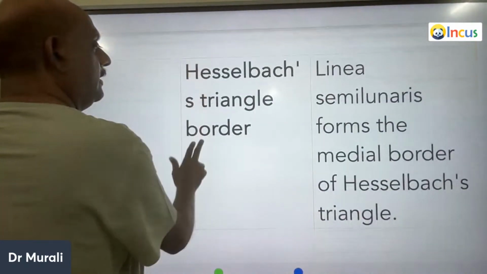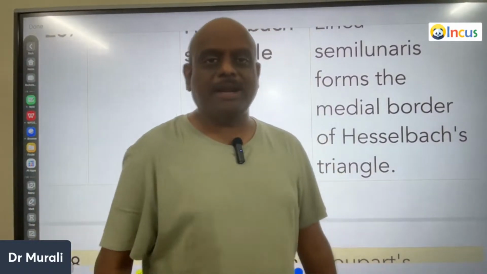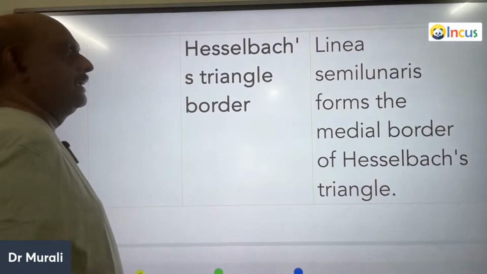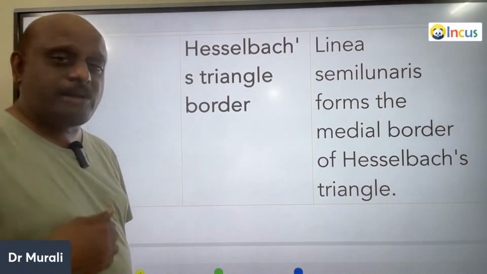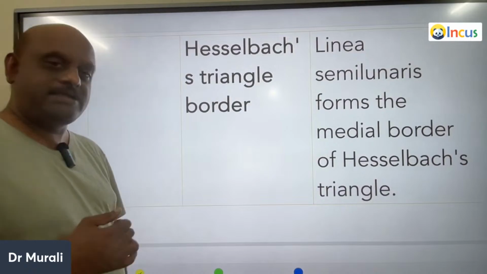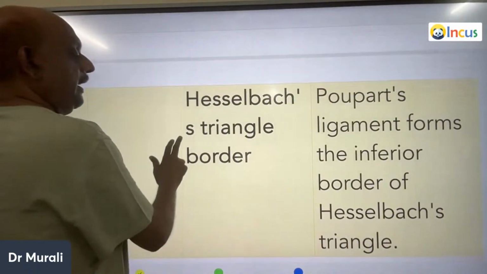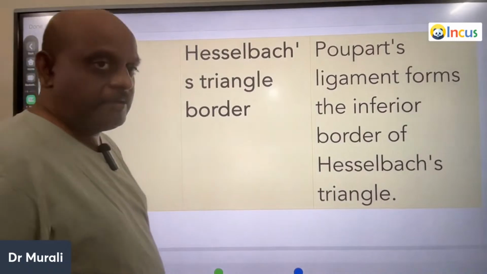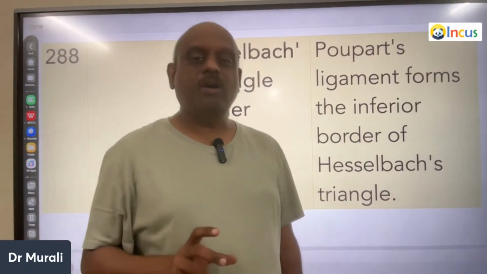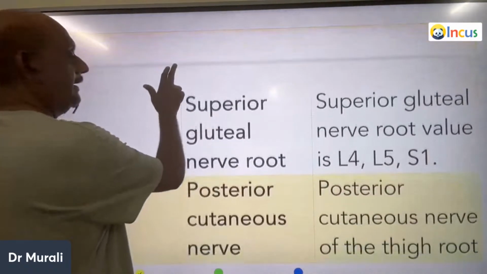Common peroneal nerve injury. Now once more, Hesselbach's triangle. You should know what the boundaries of it are. It is the linea semilunaris which forms the medial border of the Hesselbach's triangle. Now, the inferior border of the Hesselbach's triangle: Poupart's ligament forms the inferior border.